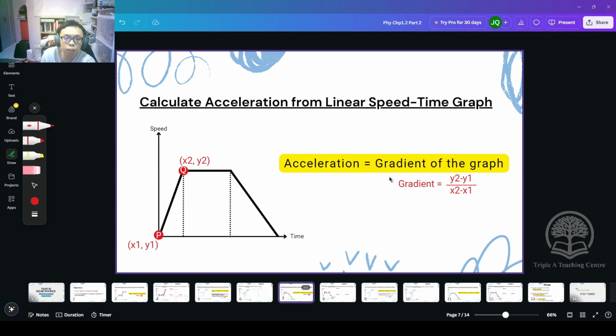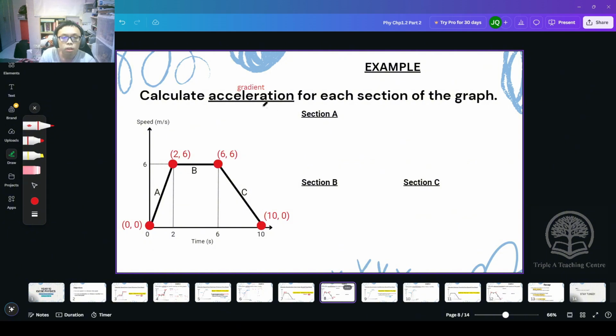We can only get speed from the distance-time graph. For the speed-time graph, it is a different case. From the speed-time graph, we can get acceleration. We can get acceleration from the gradient of the graph. So let's see an example. Calculate the acceleration for each section of the graph, A, B, and C. Recall that the gradient is y2 minus y1 over x2 minus x1.